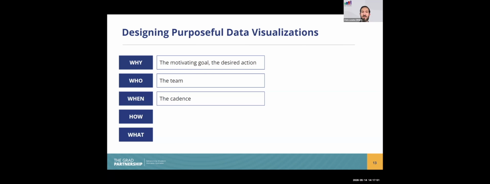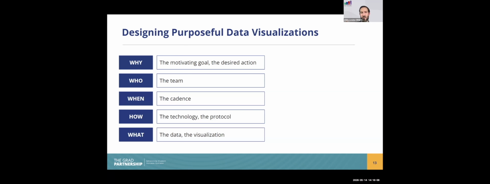Other data might be relevant at a daily or weekly cadence. So defining what the cadence of action and collaboration will look like will inform the design of the visualization. And only after we've answered the why, who, and when can we start to get to what's the technology that can support this, what's the protocol, or what's the actual data and visualization itself.